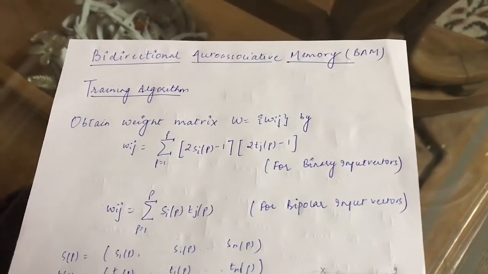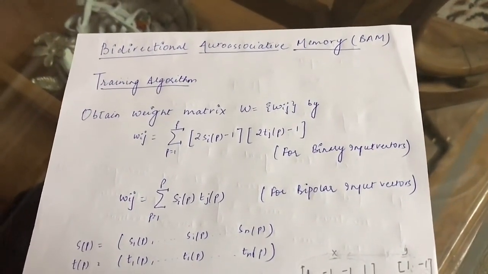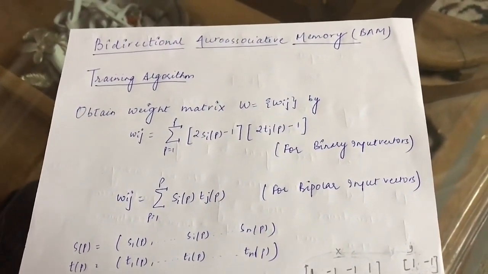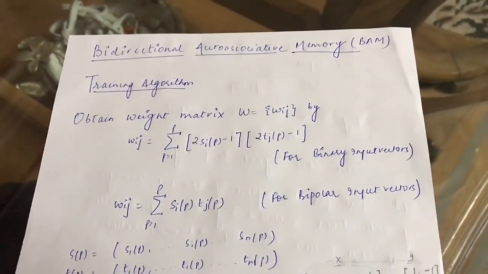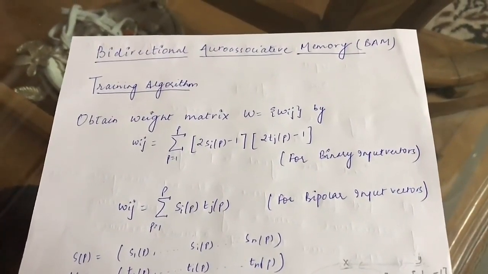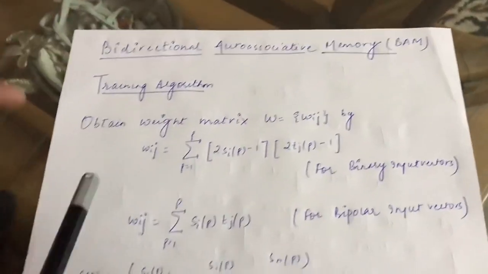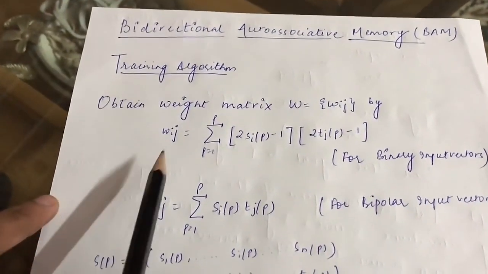Hello friends, in this tutorial I'll be talking about bidirectional autoassociative memory, that is BAM. This algorithm also consists of two phases, that is training algorithm and testing algorithm. Let us talk about training algorithm first. In training algorithm, we first obtain the weight matrix.